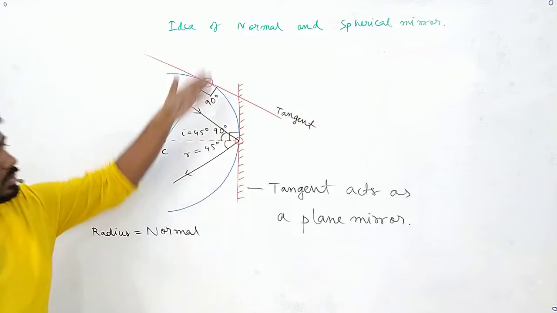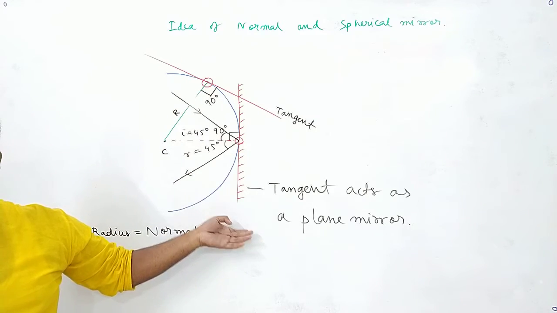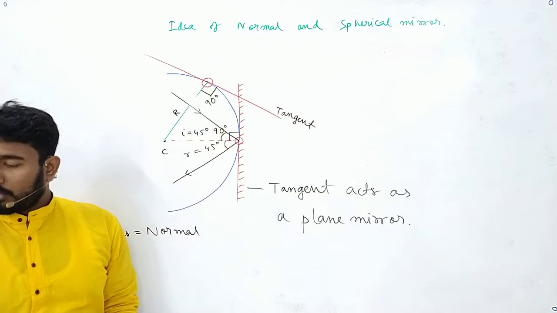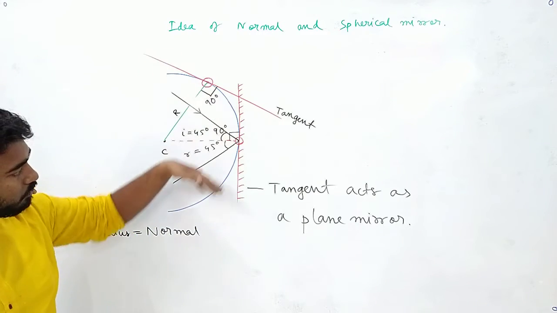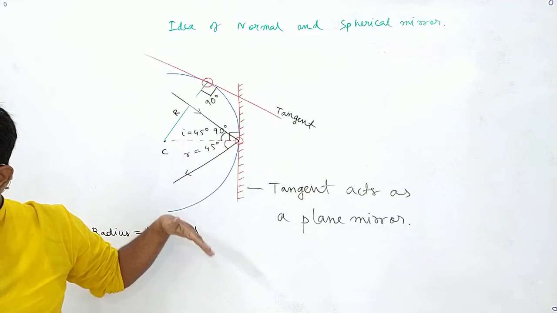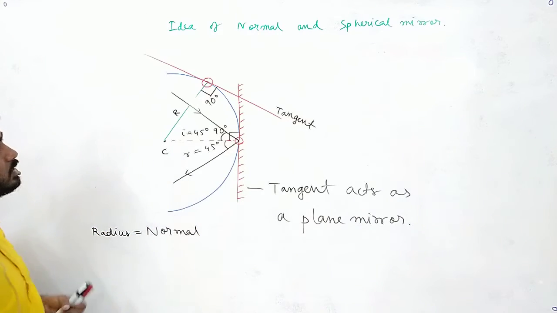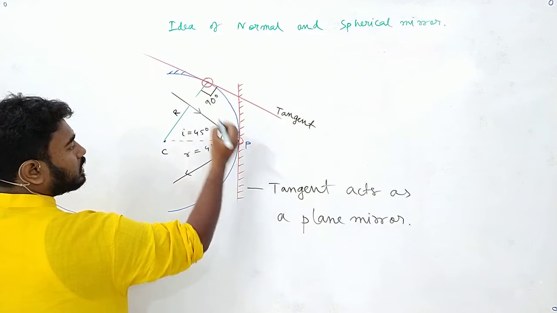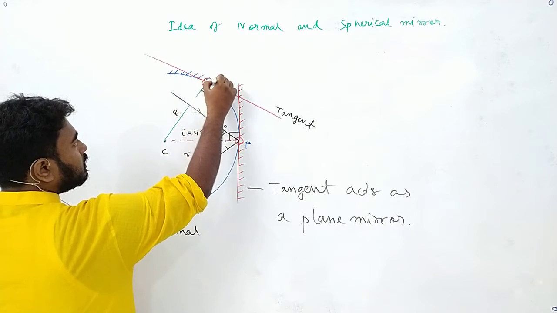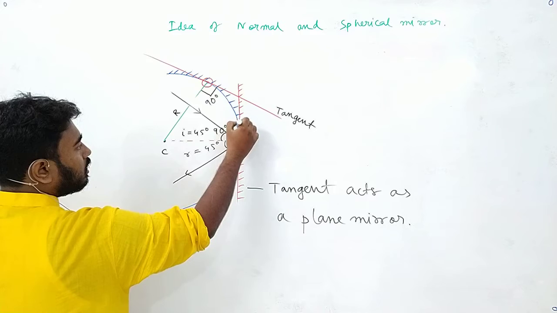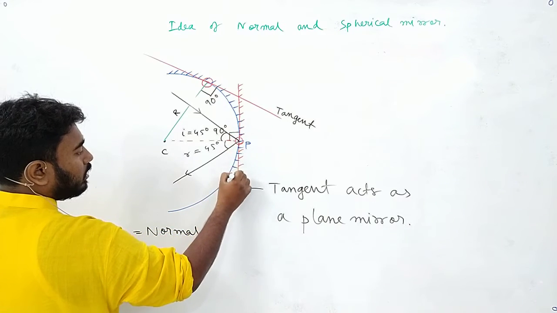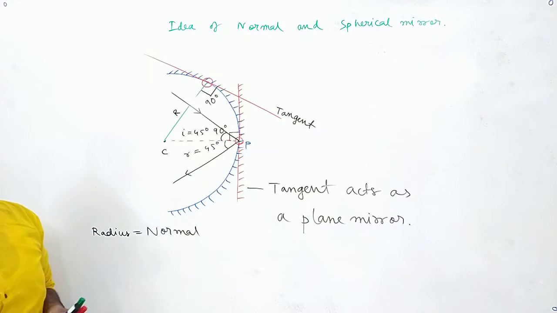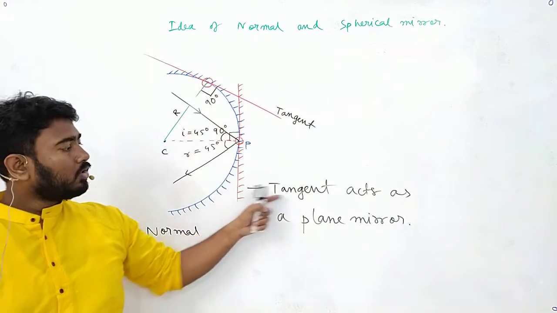Now we can imagine a tangent as a plane mirror. So the reflecting surface is the blue portion. Now we can imagine the reflecting surface at that position, concave. At that position P, yes, we can imagine a concave reflecting surface to be a plane reflecting mirror, where the plane mirror will be the tangent.